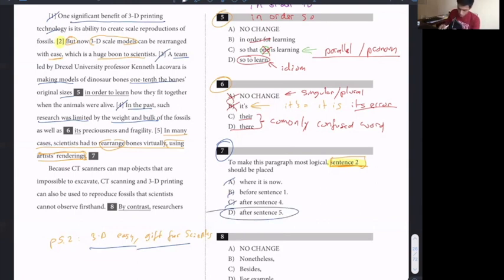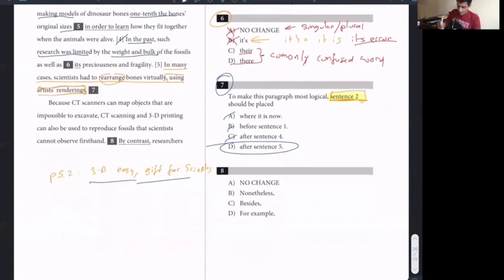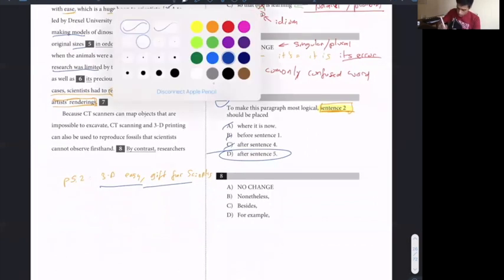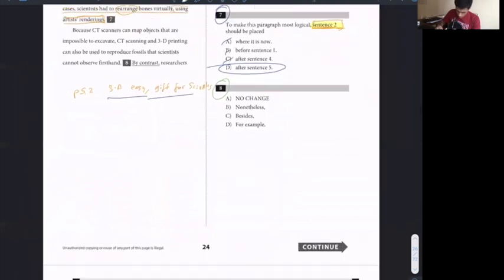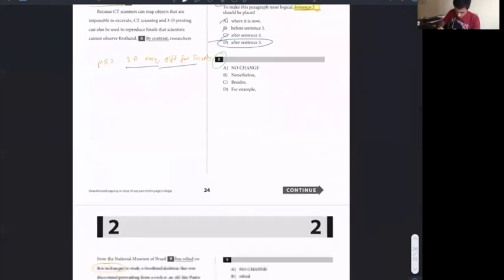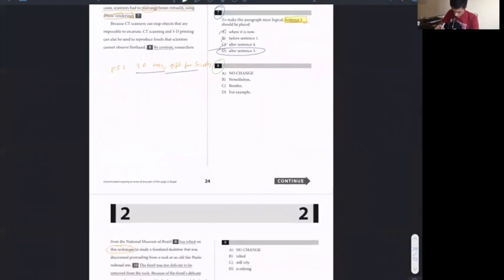All right, so let's do number 8 now. We'll do number 8. So this one's a little easier, so I won't give you as much time. So please do number 8.